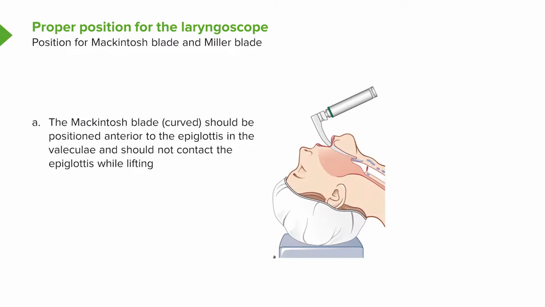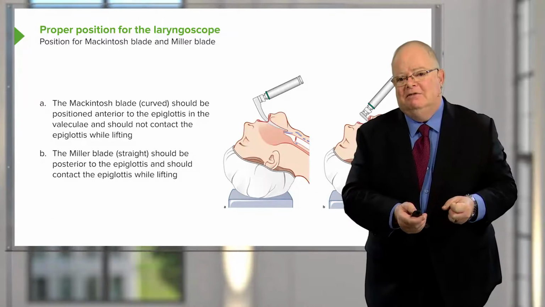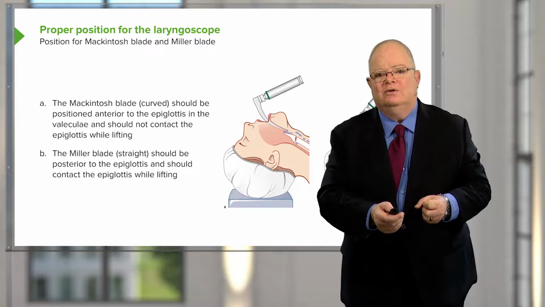So the Macintosh blade, the curved blade, should be positioned anterior to the epiglottis in the vallecula, that's the base of the tongue, and should not contact the epiglottis. The Miller blade, the straight blade on the other hand, actually lifts the epiglottis, and you can see that in the picture to the right of the Macintosh blade. It actually lifts the epiglottis, and there's some hemodynamic changes that can occur when you do that, particularly vagal stimulation, so you can get bradycardia and things that I'd just as soon avoid, so I don't use a straight blade.